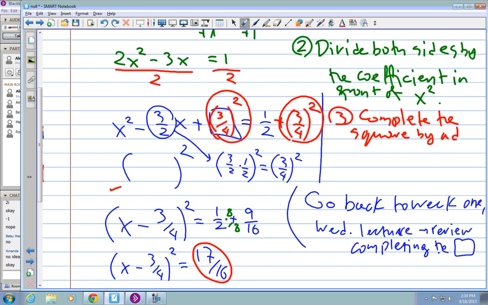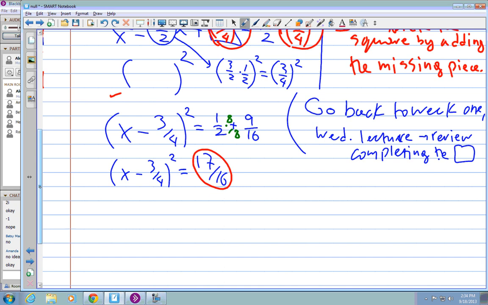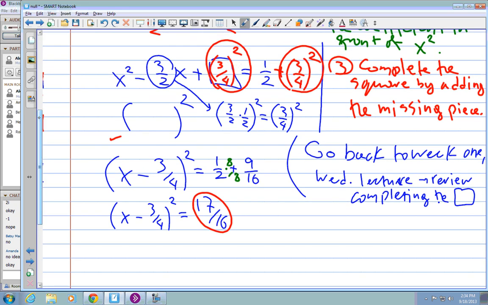Completing the square by adding the missing piece. We find that missing piece by taking the constant in front of x, dividing it by 2, and squaring it. That's what's missing. If you go back to Wednesday's lecture, there was a pretty picture of me drawing rectangles and squares, and we realized whatever's missing is that little thing. So we take the constant in the middle, divide it by 2, and square that. That's what you add to both sides.